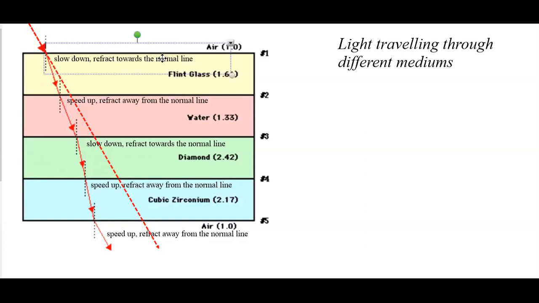These are things I expect you guys to point out after most of your questions. What does light do when it enters into the new medium? It's just a simple matter of stating something like this: light's going to slow down and refract towards the normal line, or it's going to speed up and refract away from the normal line.